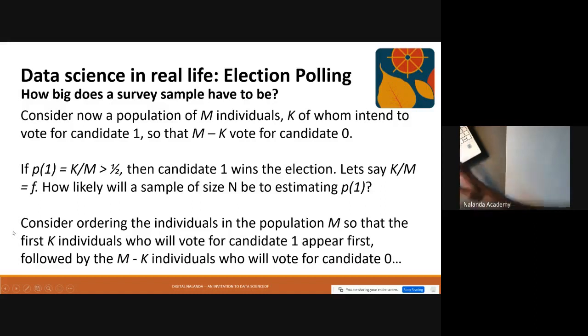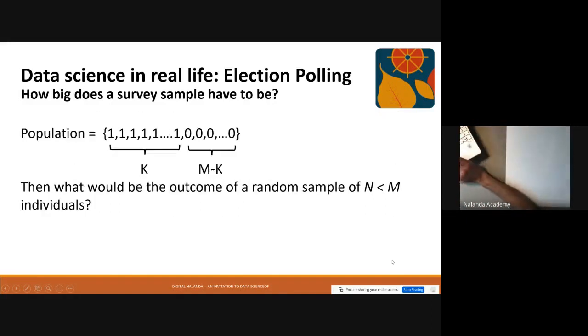So imagine we just order the individuals in the population, so we give them a number: 1, 2, 3, 4. You're person 5, you're person 6, right? You just order everybody from 1 to n. And you arrange the ordering such that all the individuals who will vote for candidate number 1 will appear in the first K, because we said that there's a total K of them. And the numbers that go from K plus 1, K plus 2, K plus 3 all the way to n, those are the ones that will vote for candidate 0. So we're just taking the population and ordering it in this way.